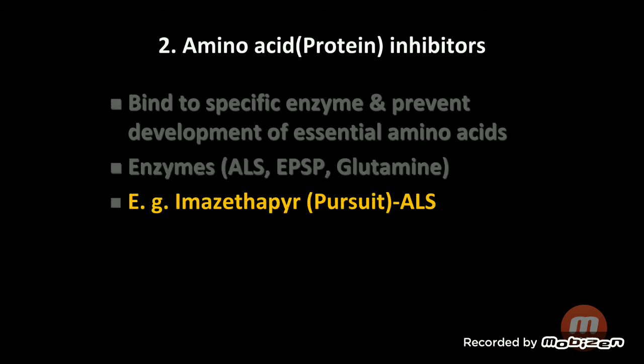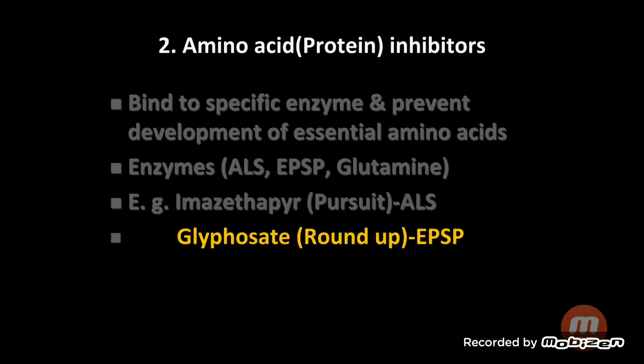ALS enzyme: an example of herbicide is imazethapyr, Pursuit. Acetolactate synthase is the enzyme ALS, whereas the EPSP enzyme is inhibited by glyphosate, Roundup. EPSP is enolpyruvyl shikimate phosphate synthase enzyme.